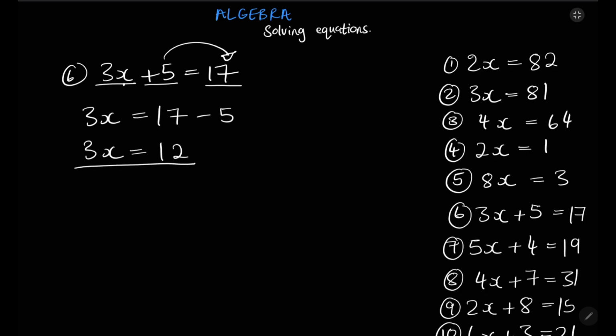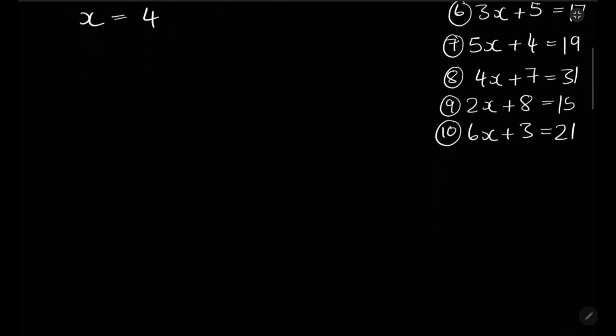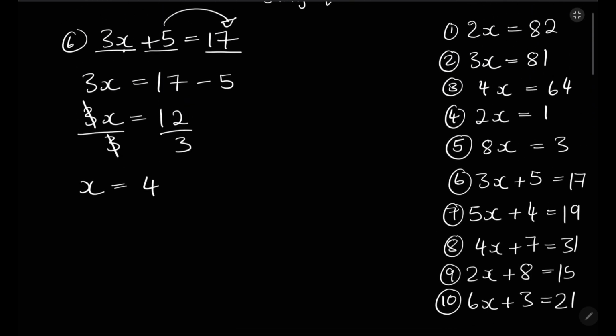Now you guys are familiar with this as I just introduced it. We have to divide both sides by 3. This cancels with that. We're left with x is equal to 12 divided by 3, which is equal to 4. That is how we solve the equation. Now let's try the seventh one.